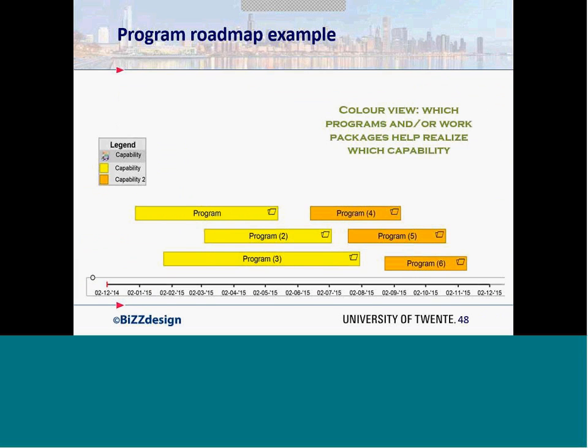This is how you can use a color view to see on the map, which is a roadmap, how specific programs contribute to realizing each capability. So the ones in yellow help realize capability 1, and the ones in orange help realize capability 2. So this is another way of visualizing the relation between programs, projects and capabilities.